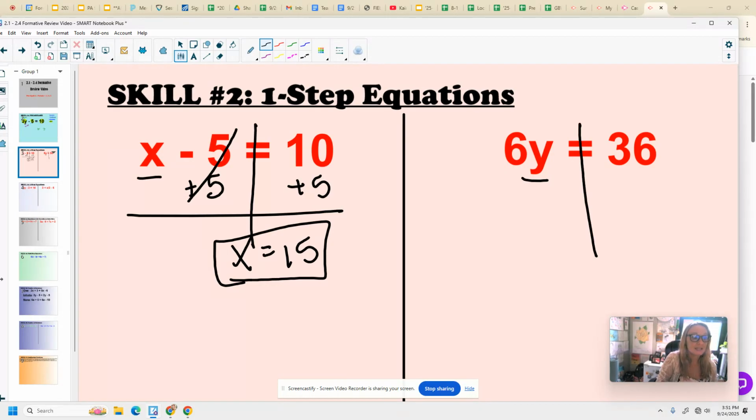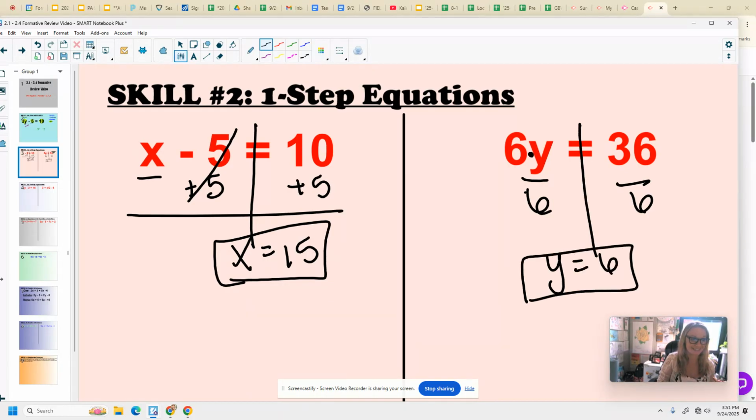When you're looking at this one-step equation, there's an invisible operation holding that 6 and the y together. It is multiplication. So to undo multiplying by 6, we have to divide both sides by 6. And 36 divided by 6 is 6.